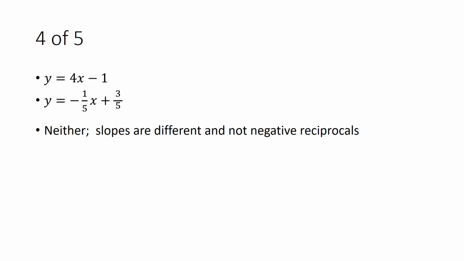Page 4 of 5, you were to find the equation of these two lines. This one was y equal 4x minus 1, and this one was y equal minus 1/5 x plus 3 over 5. The answer to the third problem on this 4th page was the lines are neither parallel nor perpendicular, because the slopes are different. That ensures that they're not parallel, and they're not negative reciprocals of each other, and that means that they're not perpendicular.